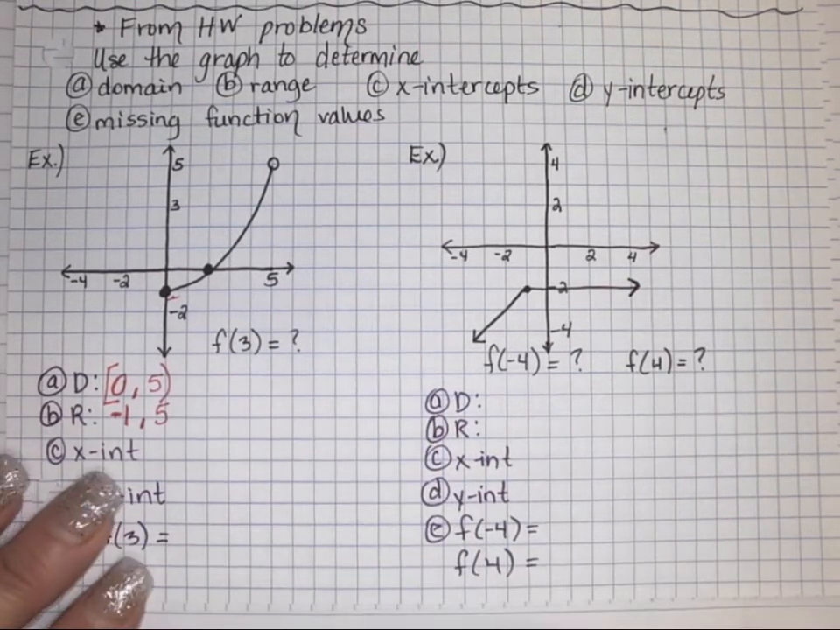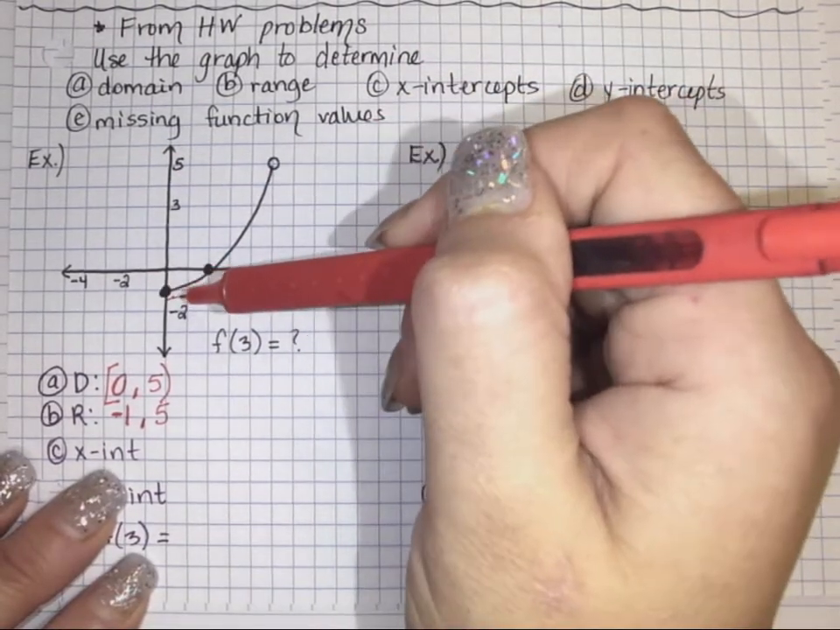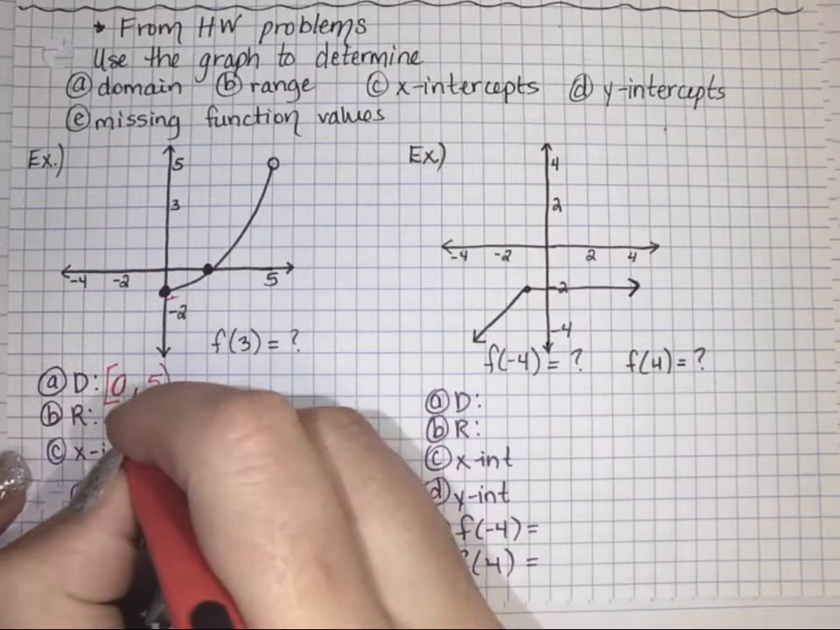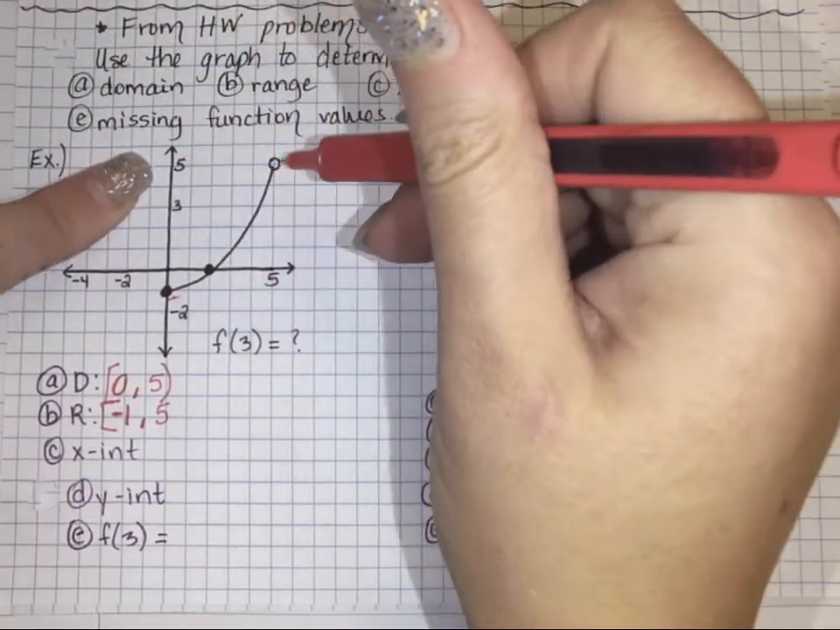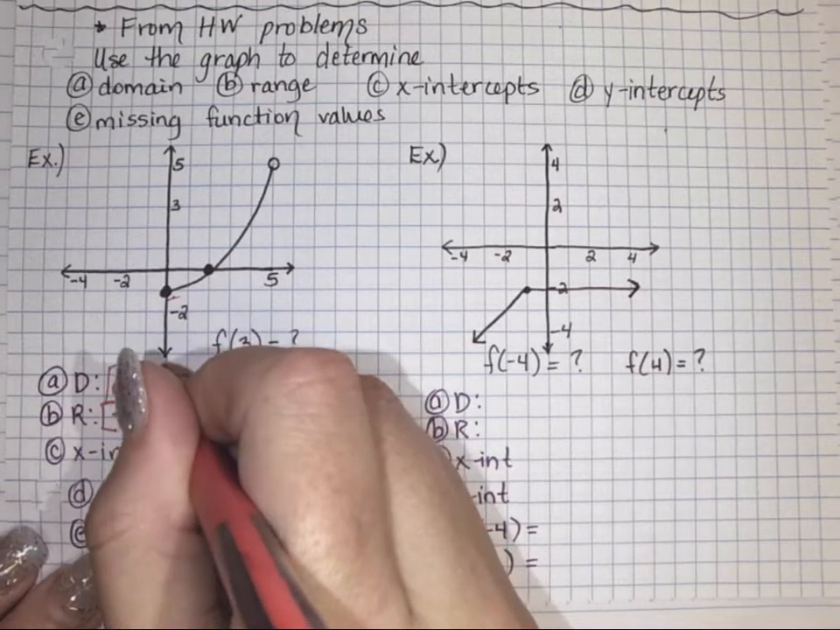on the y-axis. Do you put a bracket or parenthesis around -1? It's filled in, so we put a bracket. Notice that at 5 it was an open hole, so it gets a parenthesis.